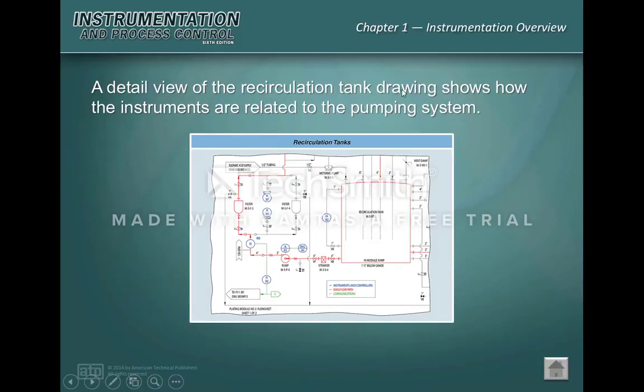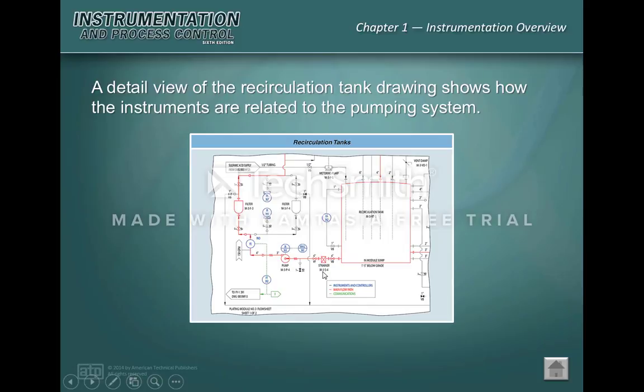A detailed view of the recirculation tank drawing shows how instruments are related to the pumping system. So we've got our recirculation tank, so water coming back from a system needing to cool down, or like in a hydraulic system, their tank is actually a recirculation tank, because fluid will come in, go through a set of baffles to cool down, drop sediment, and then be returned back. So you can see we're coming back in here, and then we're coming back out.